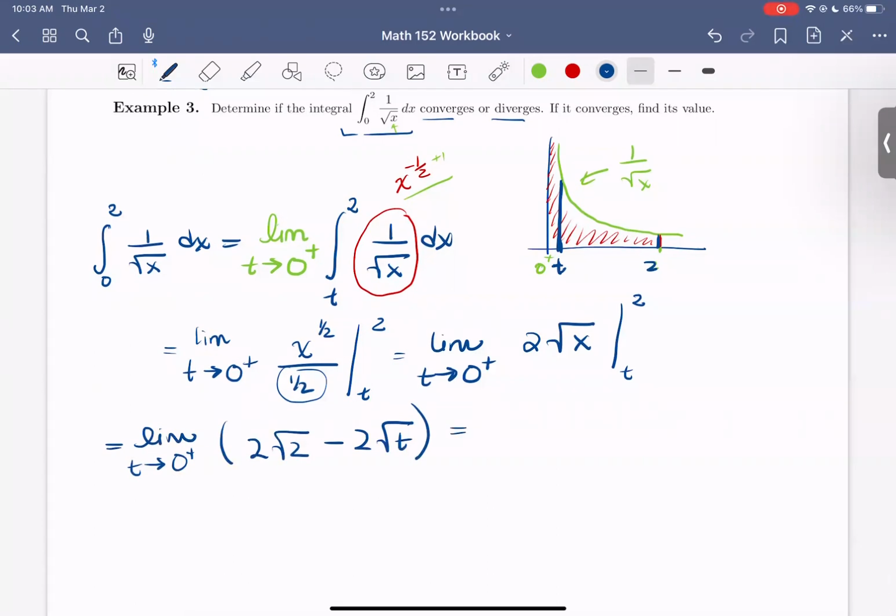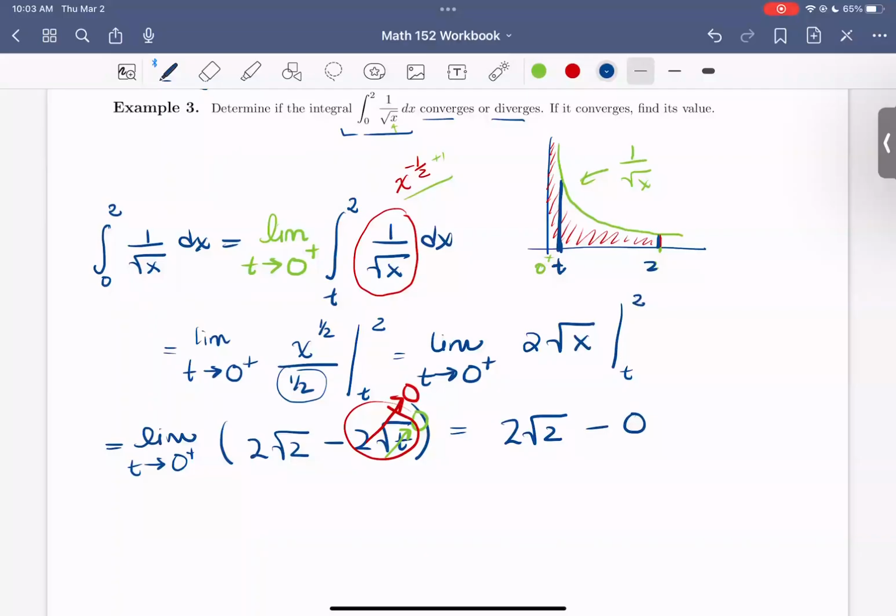Okay, so what happens there? So 2 root 2, that's just a fixed number, so no big deal. But what happens to 2 root t as t goes to 0? Well, as t goes to 0, that entire term just goes to 0. No big deal. So then we subtract 2 times 0, or just 0. Right, so in the end, this limit converges to a finite number, 2 root 2.